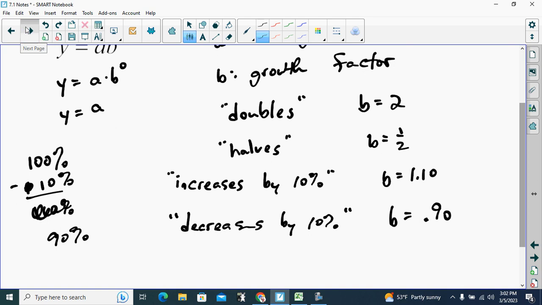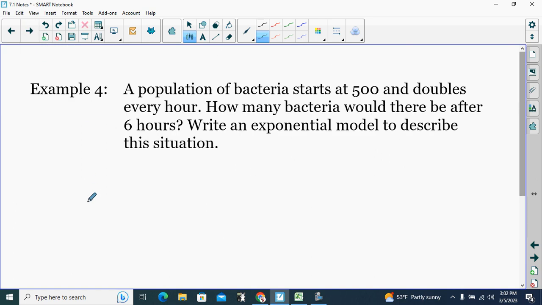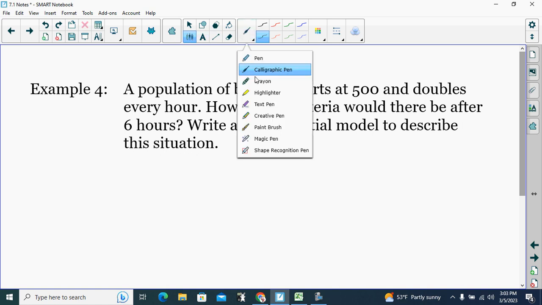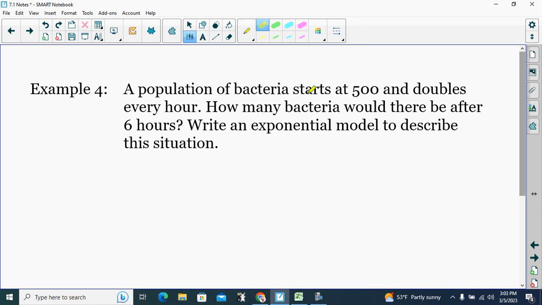So a couple examples here. Example 4 says a population of bacteria starts at 500 and doubles every hour. How many bacteria would there be after 6 hours? If you're taking good notes there, you don't have to write all that down. Starts at 500, doubles every hour. How many after 6 hours? That'd be enough.